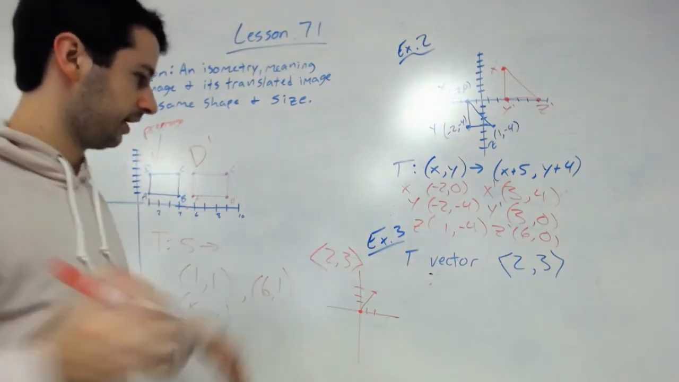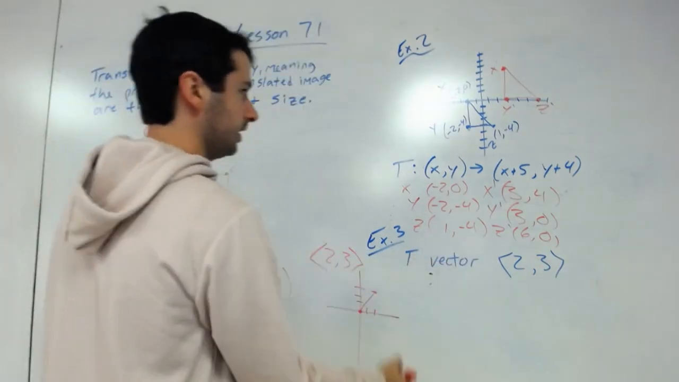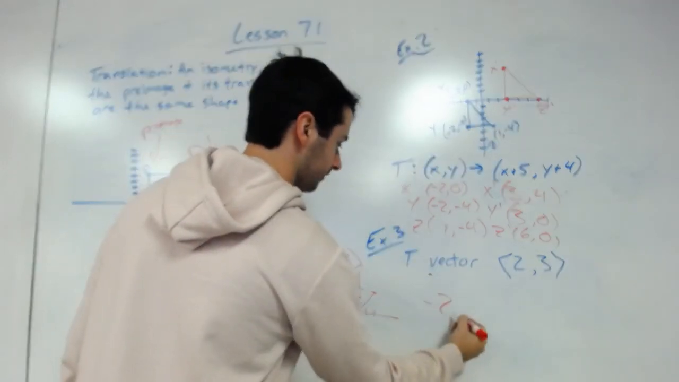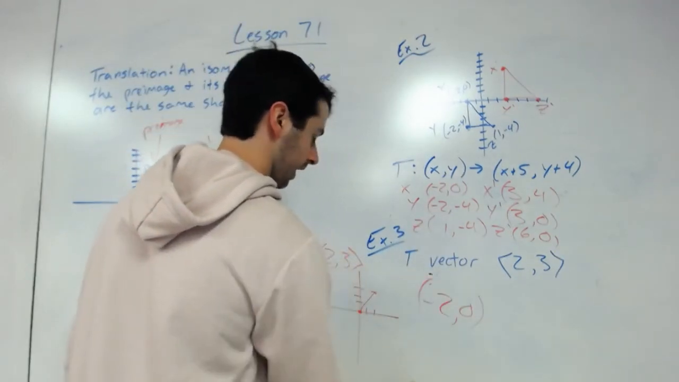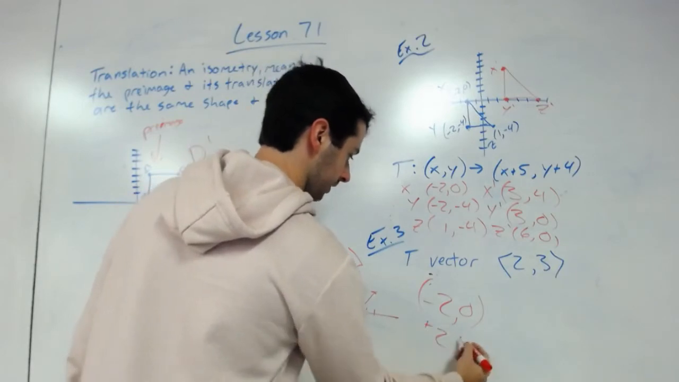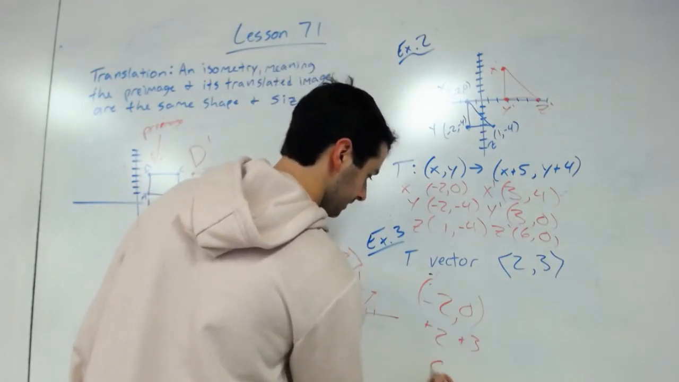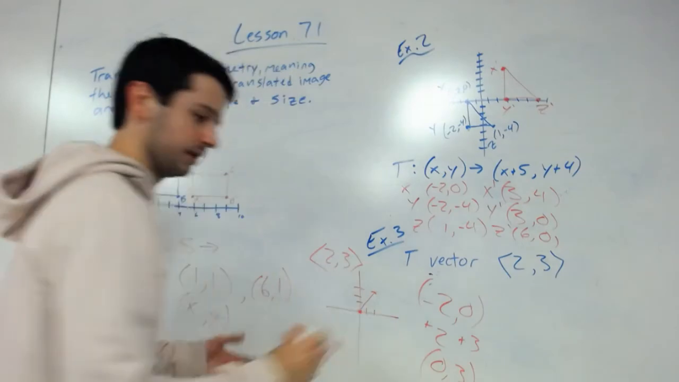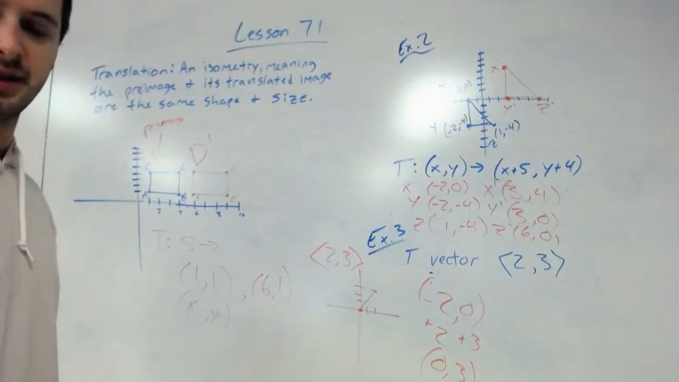And so if I'm doing translation of 2, 3 for a coordinate, say -2, 0, I would simply add 2 and add 3 and I would get 0, 3 for my new coordinate. That's all you do with vectors. So that's the end of lesson 71.